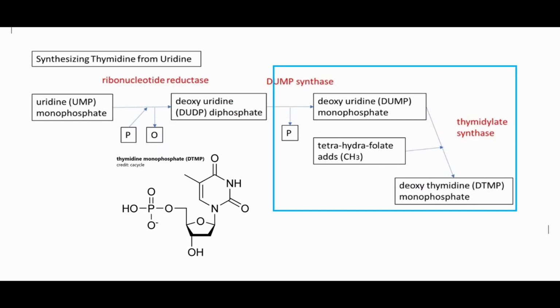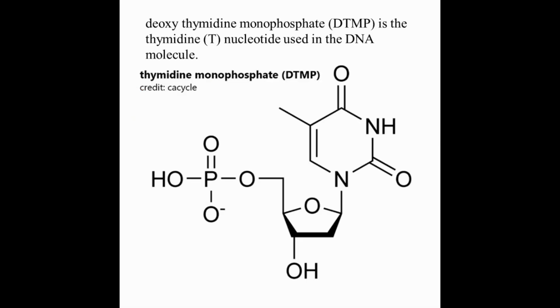In step 3, the enzyme thymidylate synthase extracts a methyl group, CH3, and adds it to deoxyuridine monophosphate, DUMP, to convert it into deoxythymidine monophosphate, DTMP, which is the thymine, T, nucleotide used in the DNA molecule.